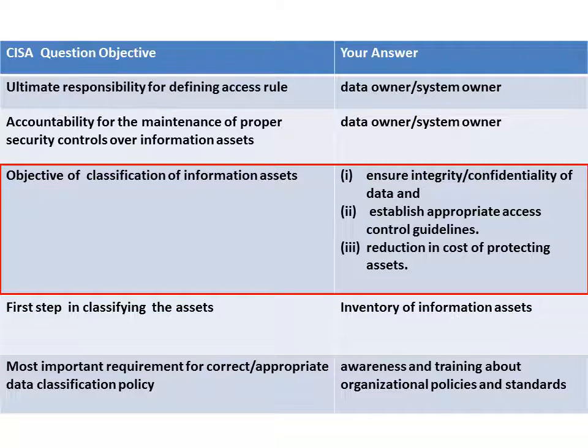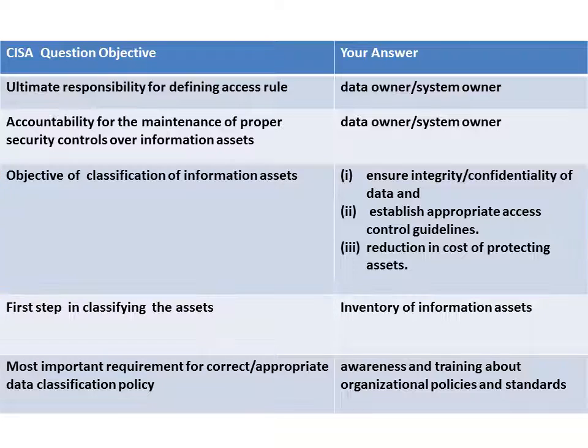Now, the objective of classification of information assets. Our answer should follow these preferences. First preference is to ensure integrity and confidentiality of the data. Second, to establish appropriate access control guidelines. And third, reduction in the cost of protecting assets. The first step in classifying the assets is the inventory of information assets. This is the basic requirement for any classification of assets.